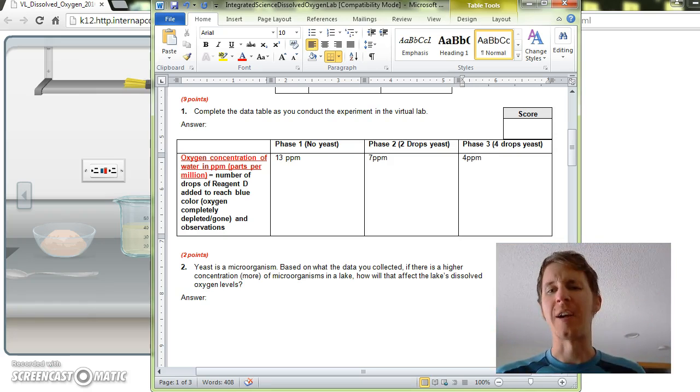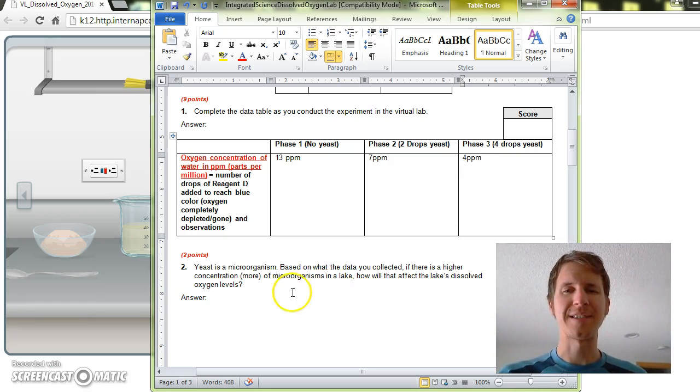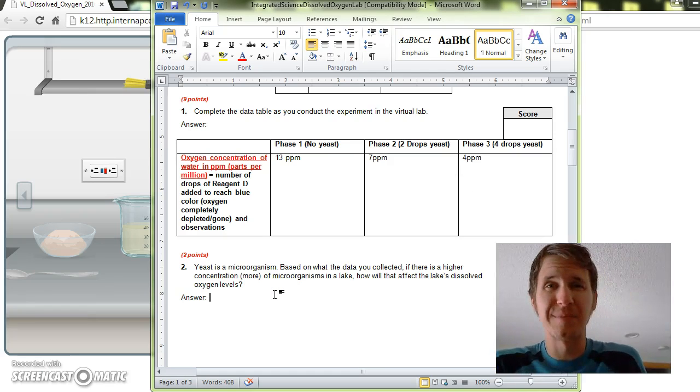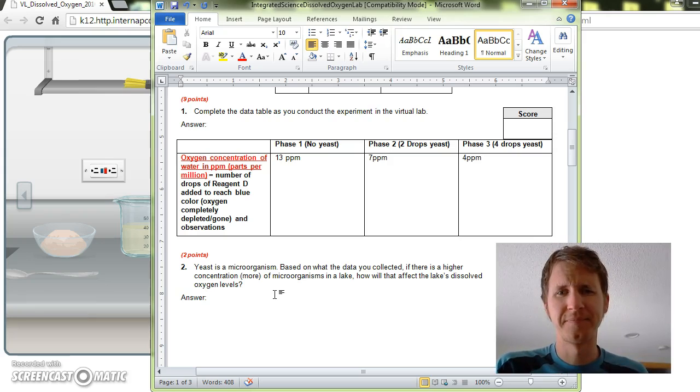So, all right. Yeast is a microorganism, based on the data we collected. If there's a higher concentration or more microorganisms like a yeast or a bacteria in a lake, if there are more of those, how will that affect the lake's dissolved oxygen levels?